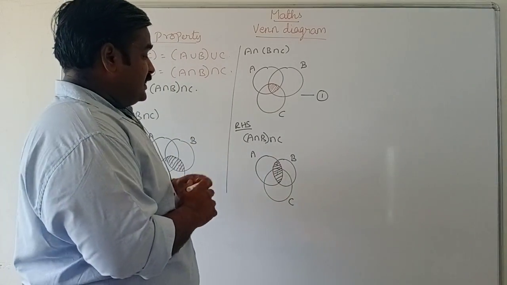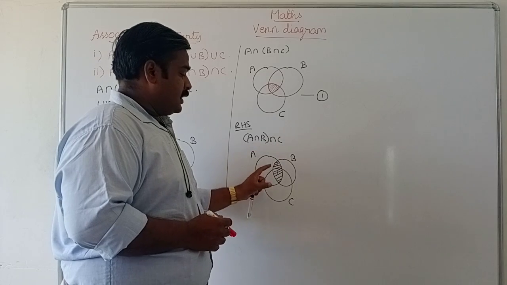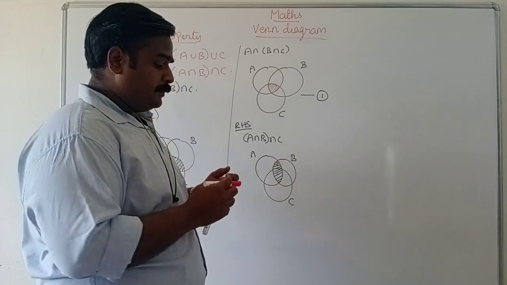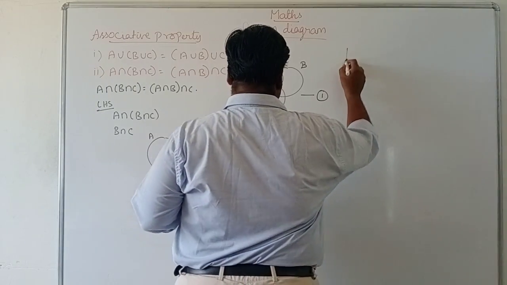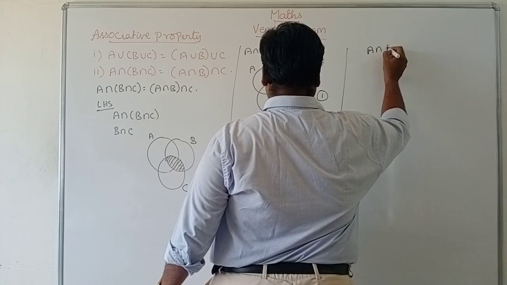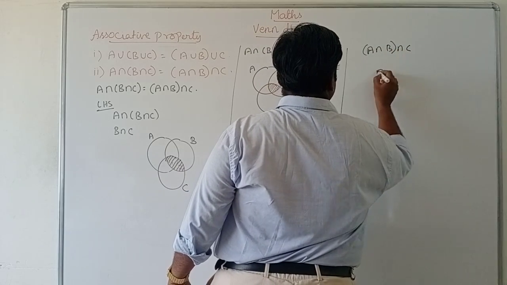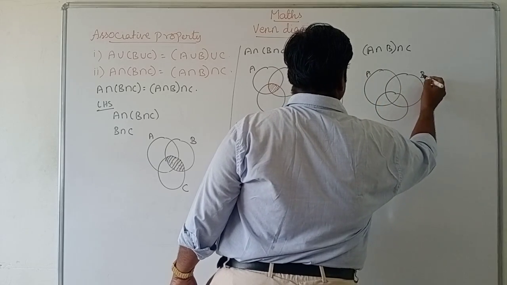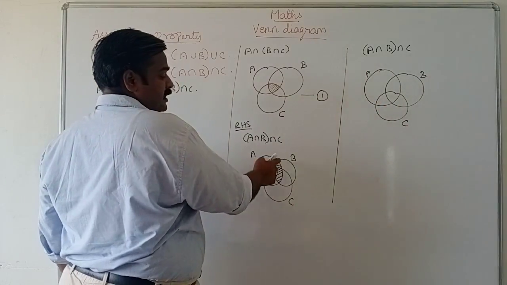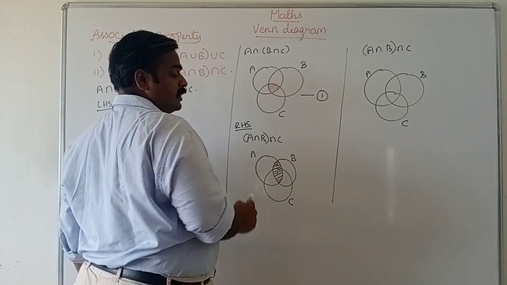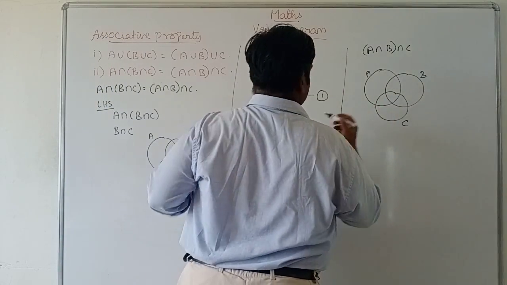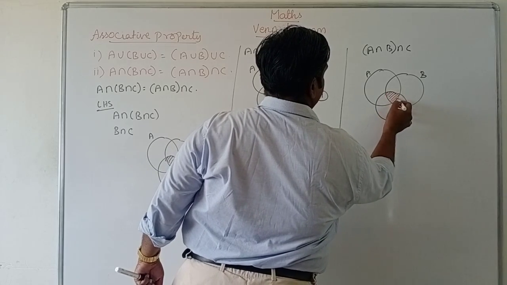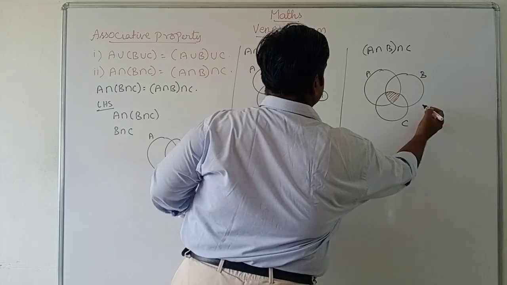Isn't it? So this A intersection B is common with C. The part common to this and the circle C is this one part marked 1, only that one part. So you need to draw that one. A intersection B intersection C. Once again represent the sets using the circles. One should be A, another one should be B, another one should be C. Here, of 1 and 2, what is common with C is only the part 1. You can draw that part. Take this as diagram number 2.